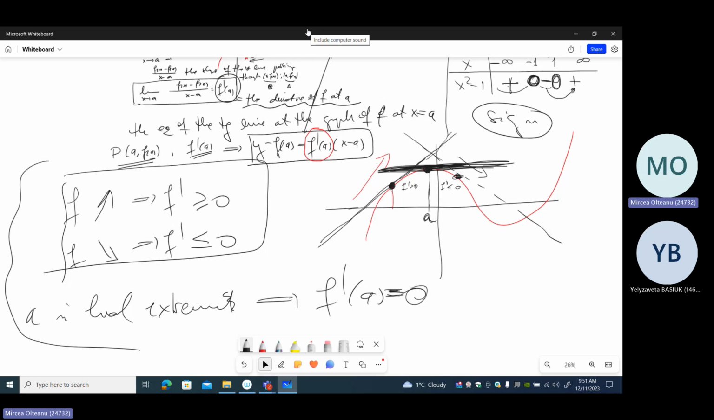which means to study the function, the monotony.